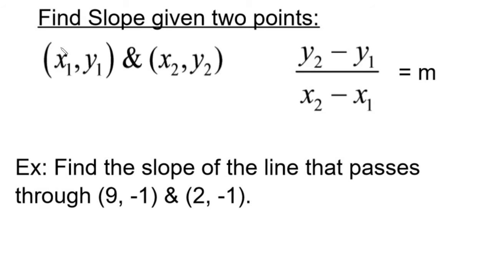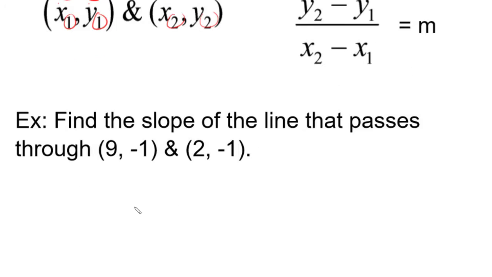So find a slope given 2 points. Say your 2 points are x1, y1, and x2, y2, where your first point is labeled 1, and it's the x and the y, and the second point is labeled 2, and it's the x and the y. The slope formula is the difference in y's over the difference in x's. So it's y sub 2 minus y sub 1 over x sub 2 minus x sub 1. So find the slope of the line that passes through these 2 points.